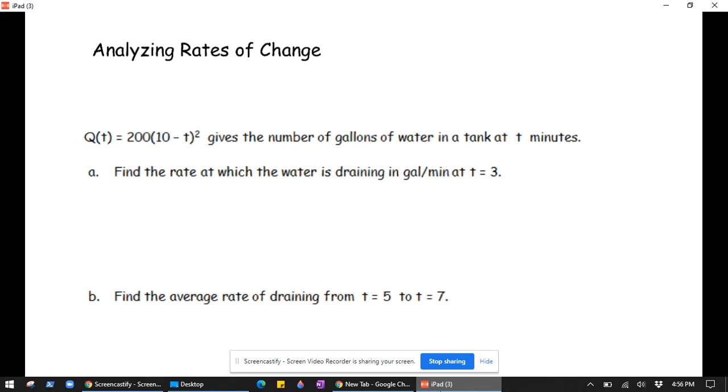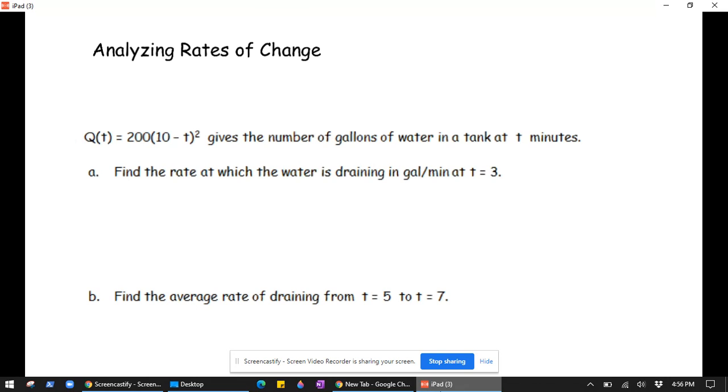All right, in this video, we're going to take a look at rates of change that do not involve position, velocity, acceleration. And what you'll notice is that the context, even though it's not exactly the same as position, velocity, acceleration, there are always analogs you can draw. So, for instance, this says Q of t equals this function. It gives the number of gallons of water in a tank at t minutes.